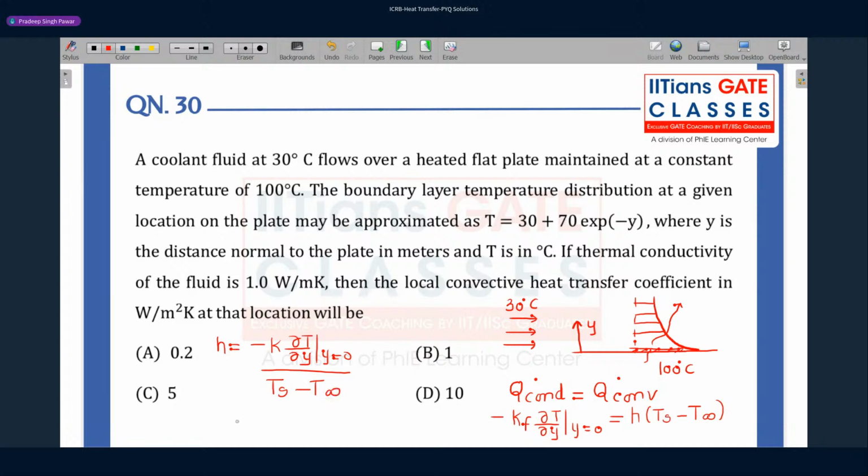So if you calculate ∂T/∂y, what do you get? You get minus 70 exponential minus y. And we want to calculate this ∂T/∂y at y equal to 0. Exponential of 0 is 1, so this becomes minus 70. Okay, let's move to the next slide and solve there.